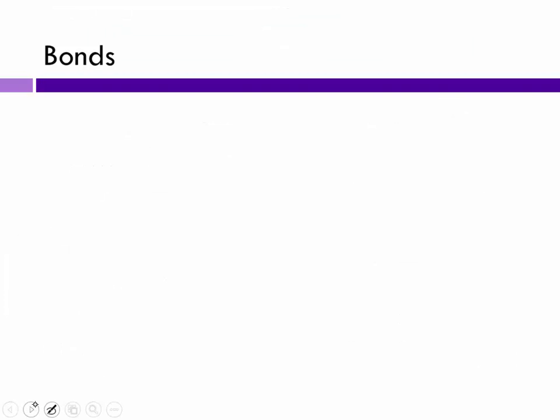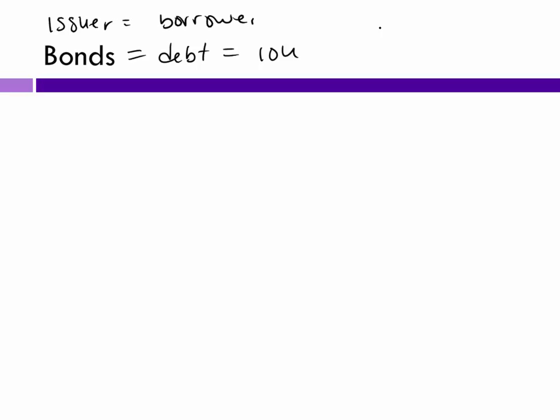Now we're going to get into bonds. And so again, a bond is a form of debt. It's an IOU. And so the issuer of the bond is the borrower. That's the person borrowing the money. So some terms that we need to understand as we go through here. The face value of the bond is the amount that has to be paid back when the bond matures, when it's due.